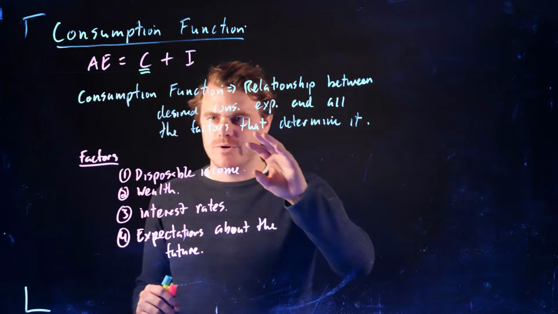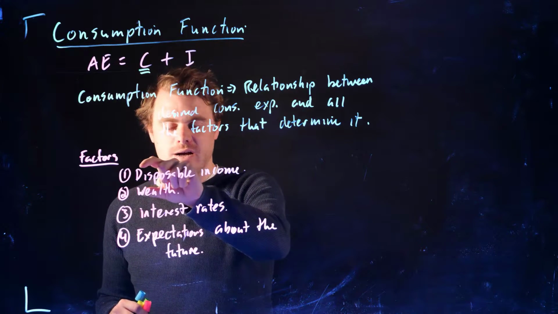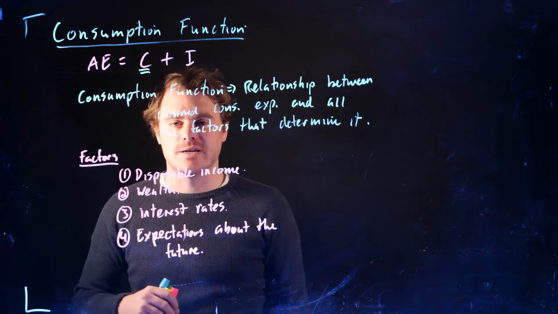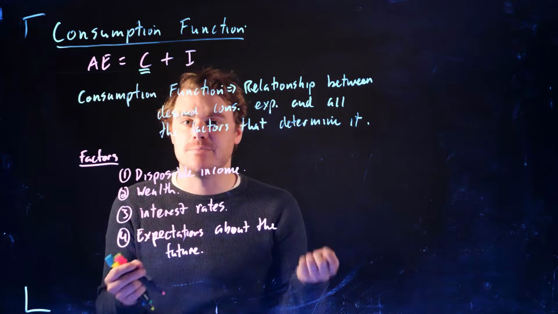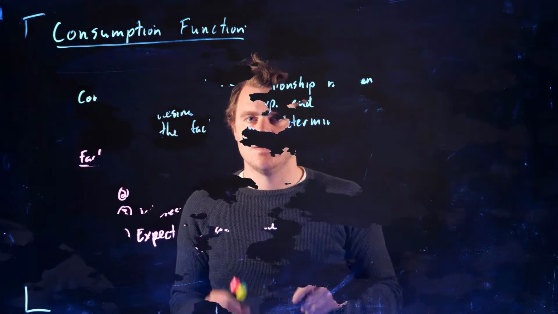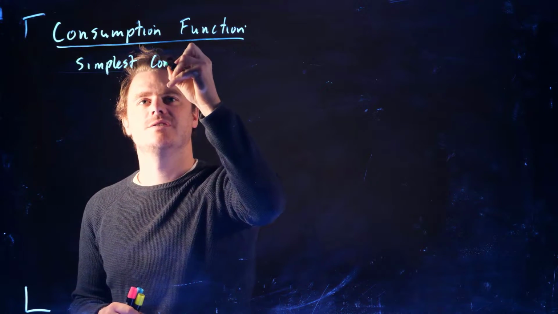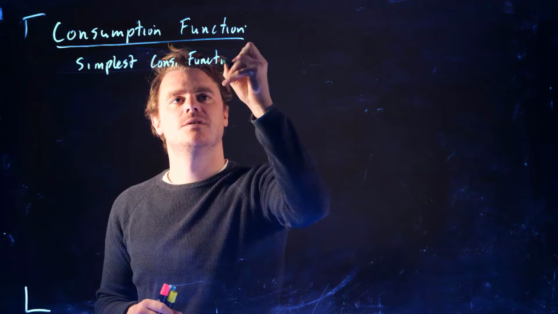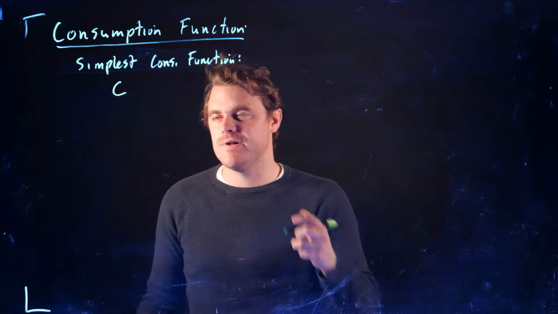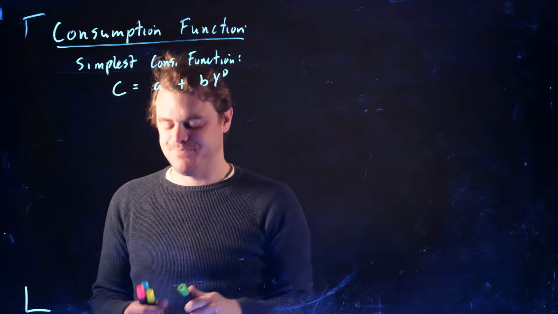All right, so we're going to come up with an idea of what a consumption function might look like. We'll talk about how these 4 factors are going to influence desired consumption in the simplest model that we can come up with of the macroeconomy. So let's imagine our simplest consumption function. C, the desired level of consumption, is going to be equal to A plus B times YD.